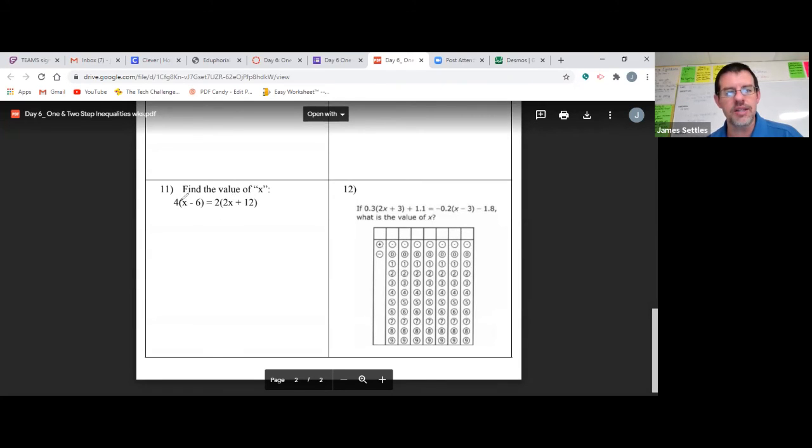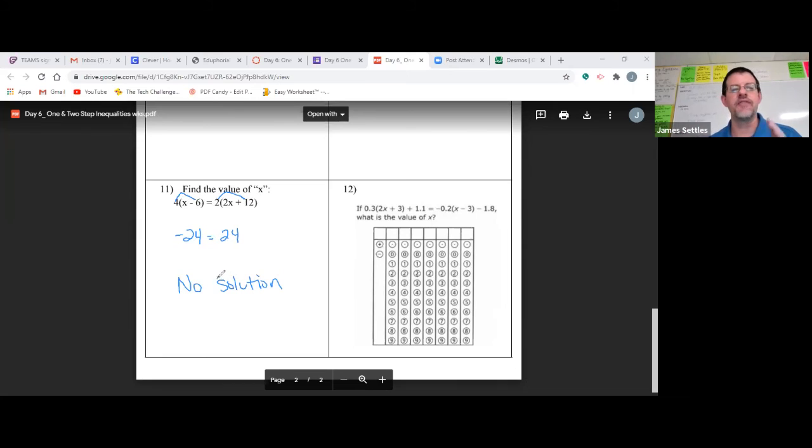So when there's parentheses, we got to do mountaintops, but just do mountaintops with the numbers. So 4 times -6 will give me a -24. And 2 times 12 will give me a +24. So you ask yourself, does -24 equal +24? Are these the exact same? No. And so if they're not the exact same, then we do no solution.